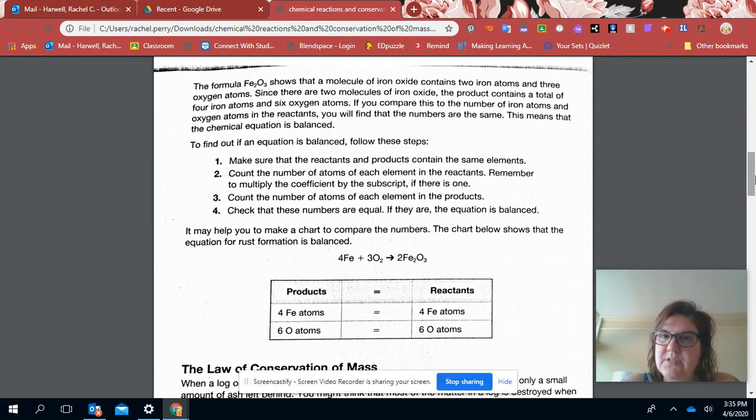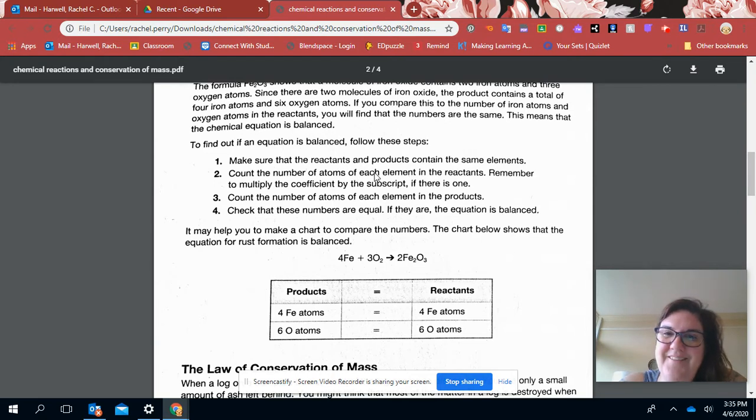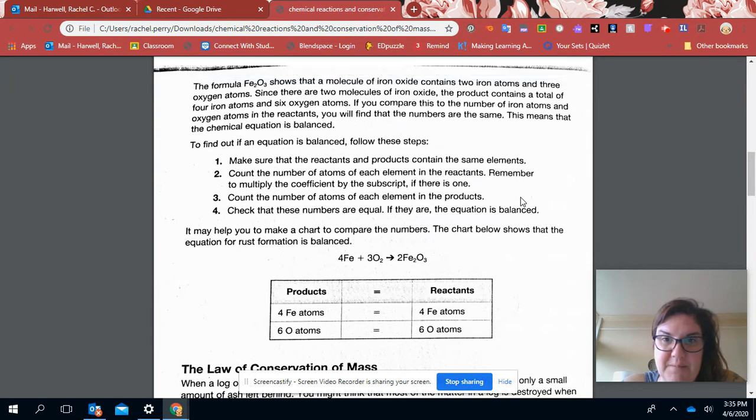To find out if an equation is balanced, follow these steps. 1, make sure the reactants and the products contain the same elements. 2, count the number of atoms of each element in the reactants. Remember to multiply the coefficient by the subscript if there is one. Count the number of atoms of each element in the product. Check these numbers to see if they are equal. If they are, then it's balanced. It may help you to make a chart to compare the numbers. The chart below shows the equation of the rust formation is balanced.